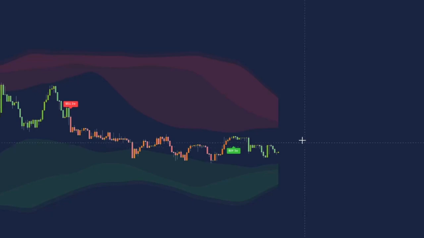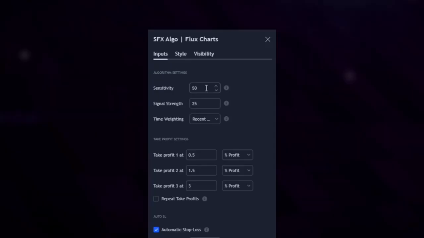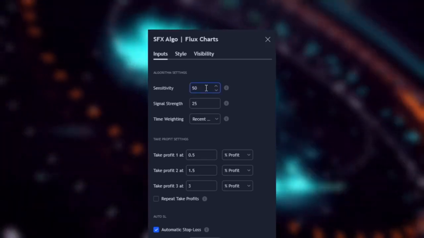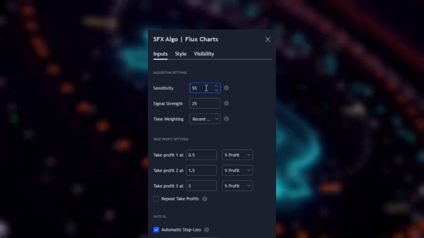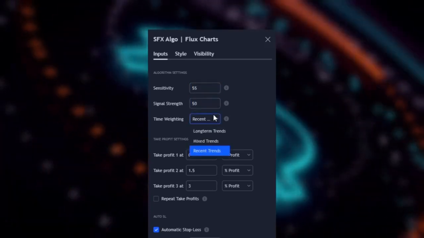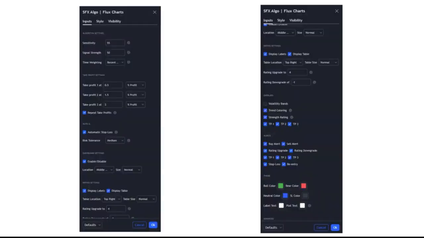Open the SFX algo indicator settings. We'll change the supply and demand zone settings later. We're going to want to change a few things. For the algo settings, make sure that the sensitivity is set to 55 and that the signal strength is set to 50. We'll also change the time weighting to recent trends. And for the rest of the settings, make sure that all of these boxes match yours for the best results.